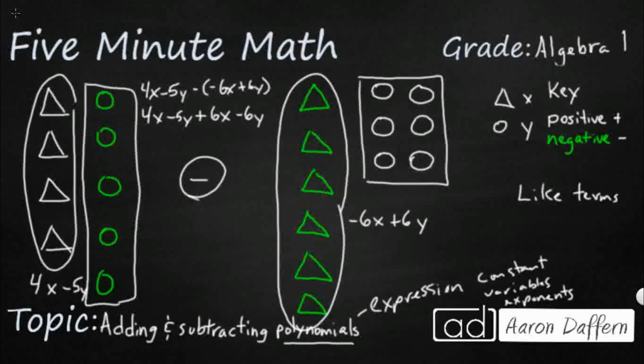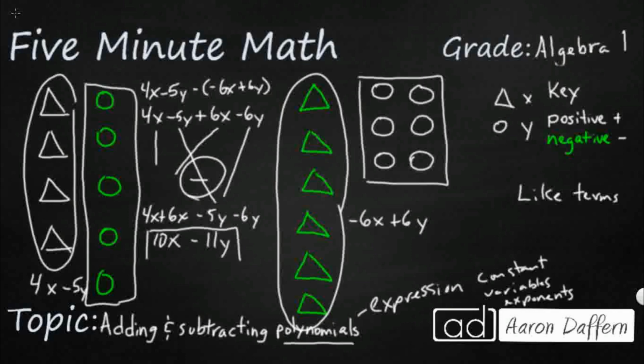So now I'm just looking for like terms. So let's bring these out here. I've got a 4x plus 6x. So that's going to be 10x, right? And then I've got a minus 5y minus 6y. So minus 5 minus 6, that's going to be a minus 11y. That is as simplified as I can make it, unless I have something that I can put in the place of the x and the y. But that is what this represents.